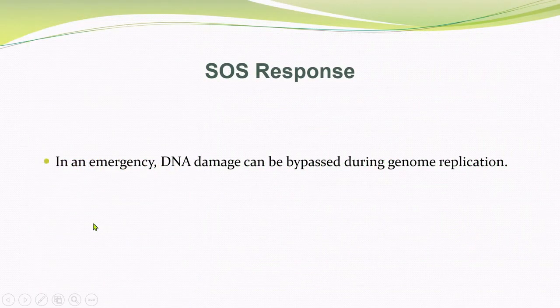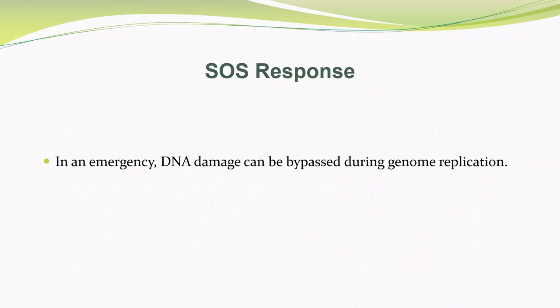Now, if a region of the genome has suffered extensive damage, that means if the DNA has suffered extensive damage, then the repair mechanisms are unable to handle the damage. Now the cell faces an emergency and it has a tough choice: either to die or to replicate the damaged region, even though this replication may be error prone, and it also results in a lot of mutations.